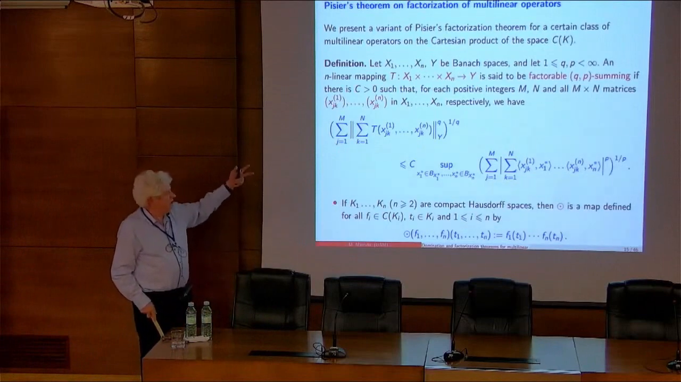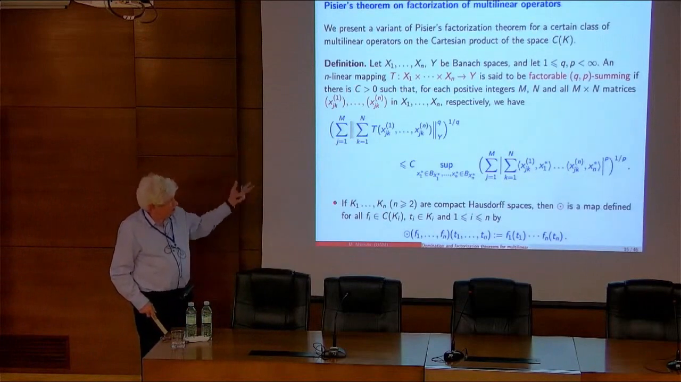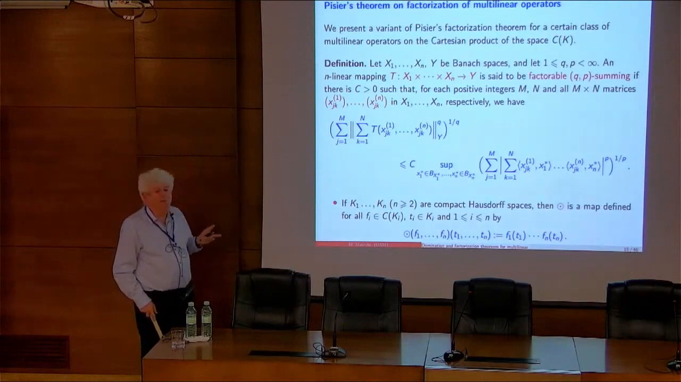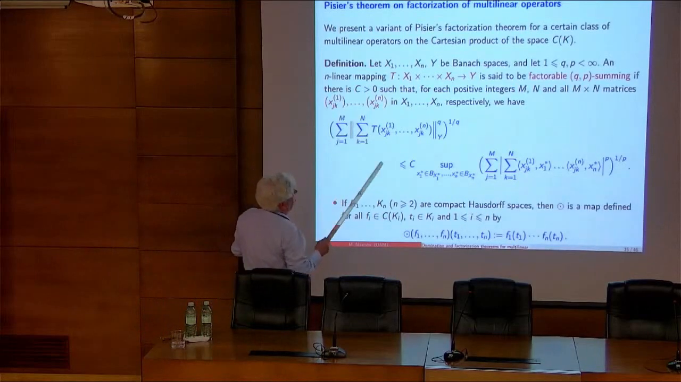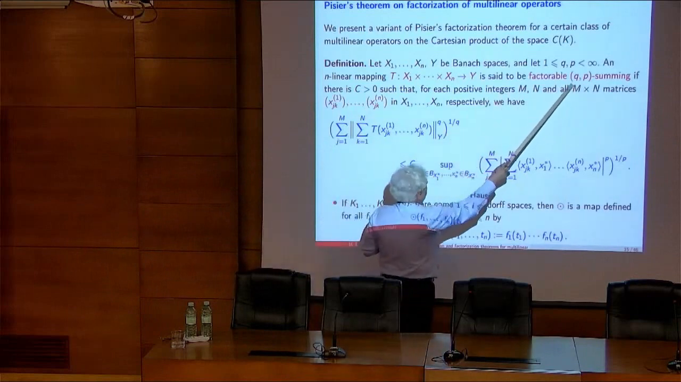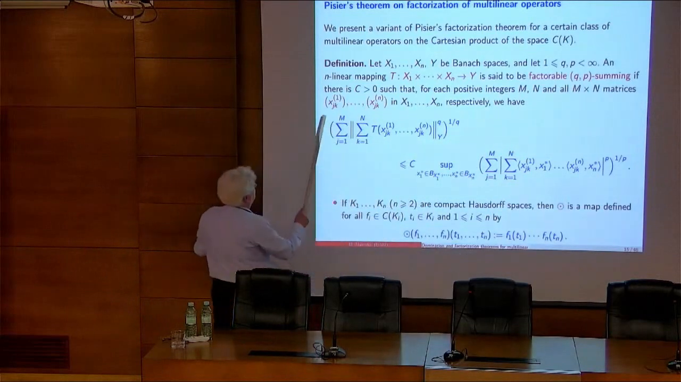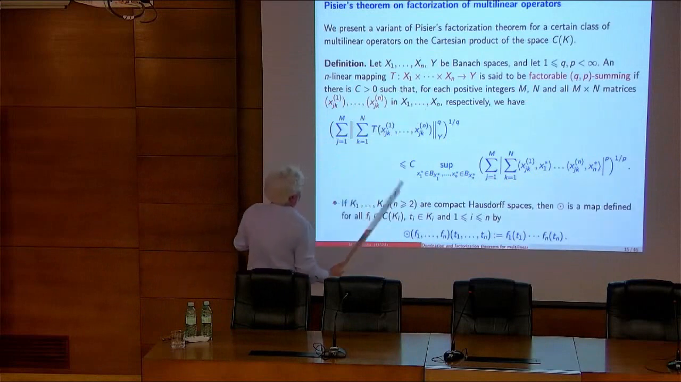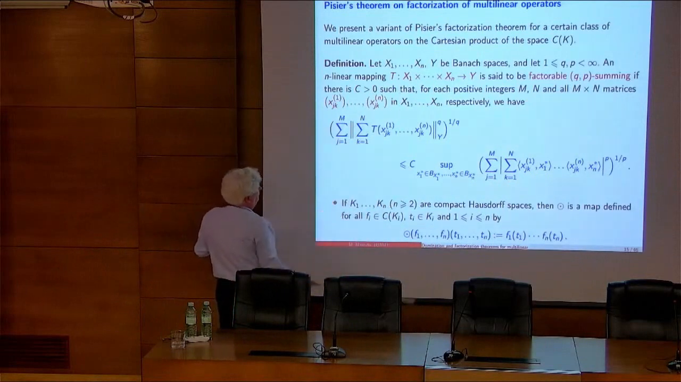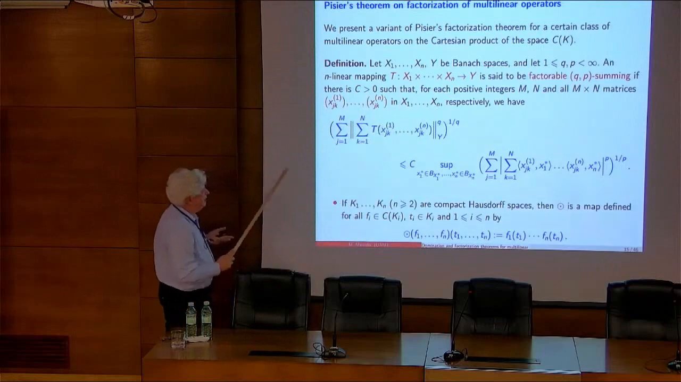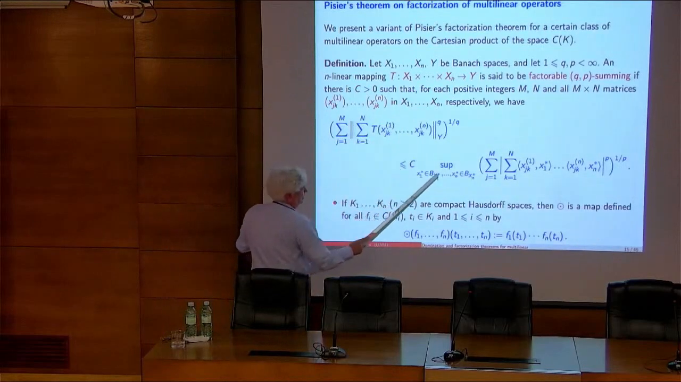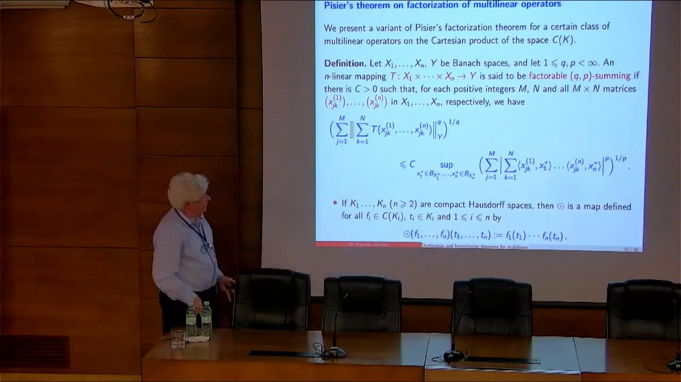Some variants, so I am not able to present the variant which involves the Fremlin generalized Fremlin tensor products. But this is the following variant. This is a definition to be factorable QP summing. So we have a multilinear operator between Banach spaces. So for n tuples of matrices correspondingly in our spaces, we have the following vector valued, looks really complicated, estimation.